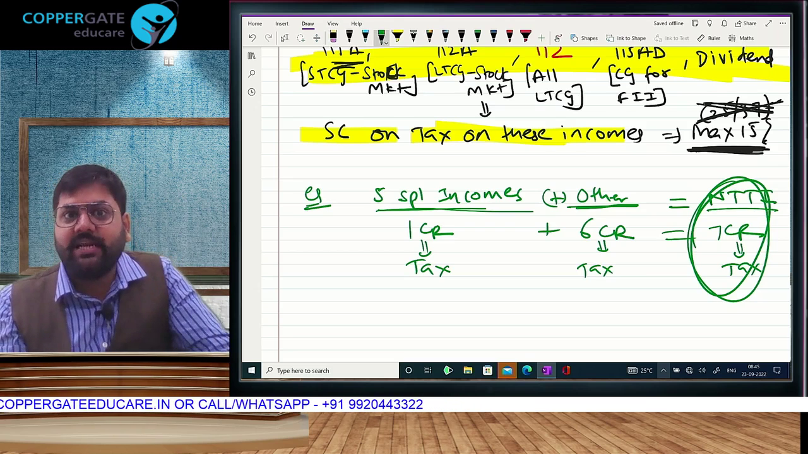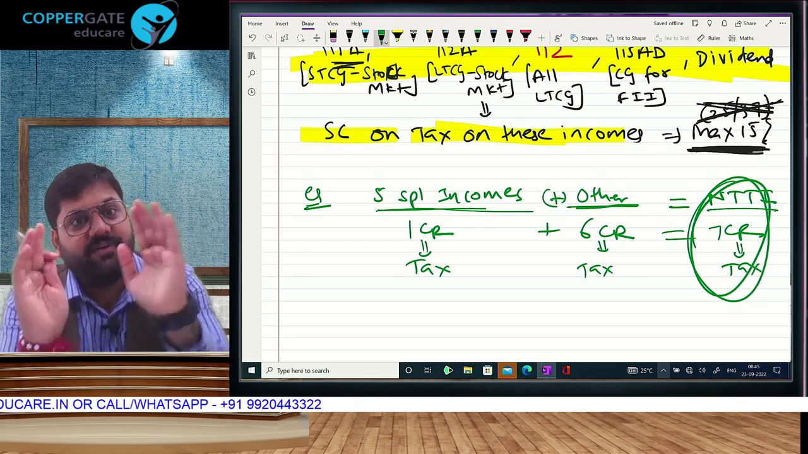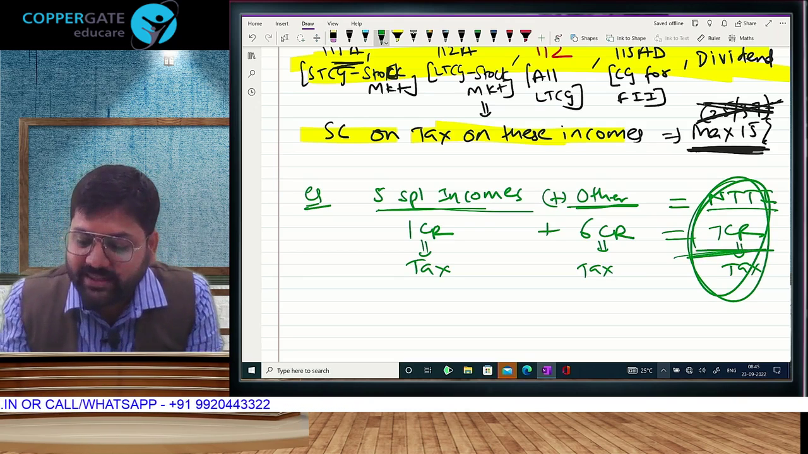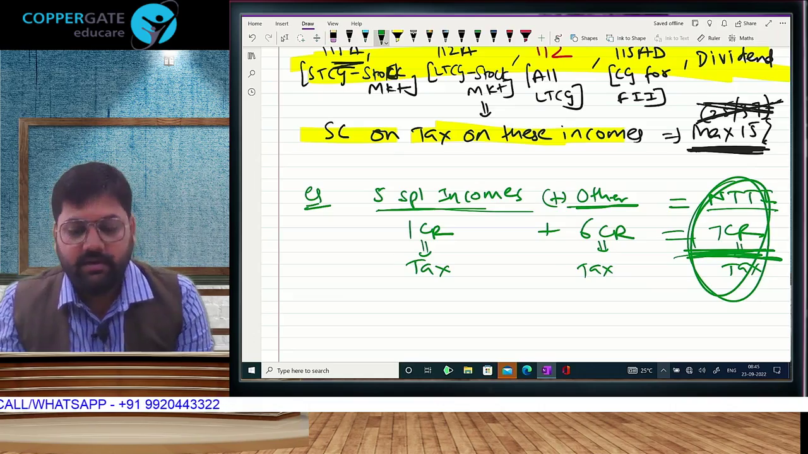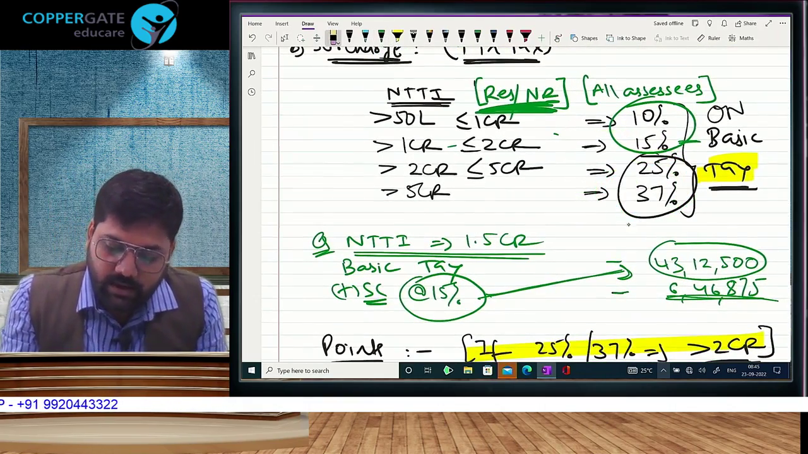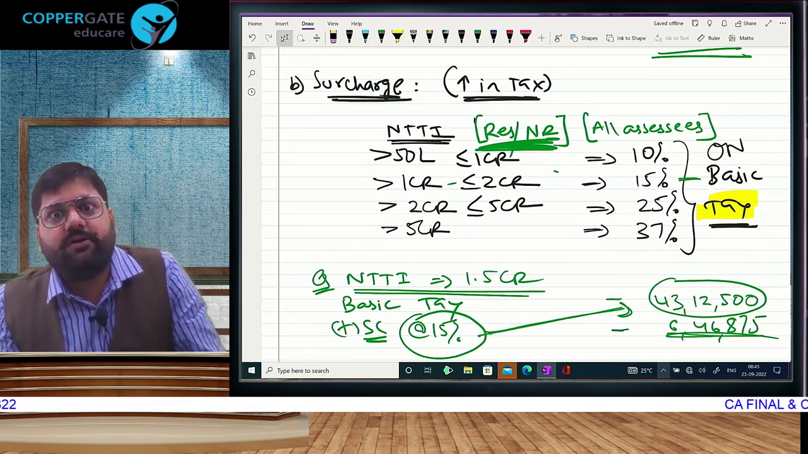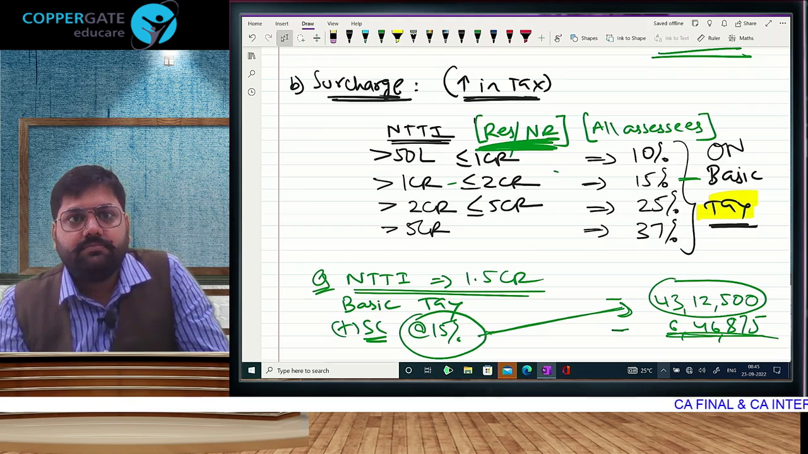Residential status is irrelevant. Nature of assessee is irrelevant. Everyone has surcharge. Look at this 7 crore NTTI and look at the surcharge rates taught to you. When you look at 7 crore, check which rate of surcharge is applicable. 37%.